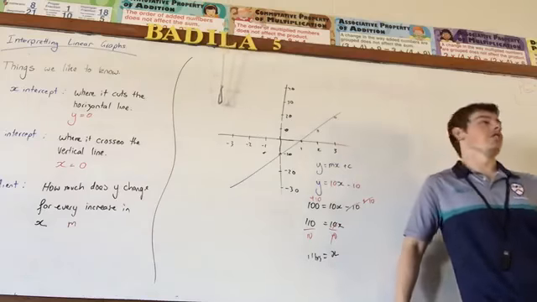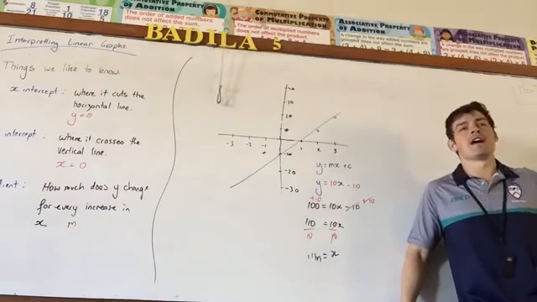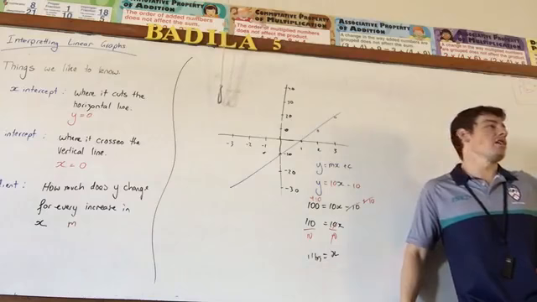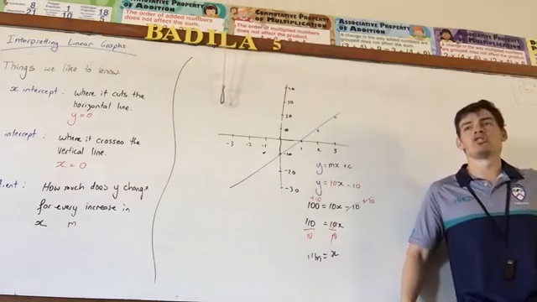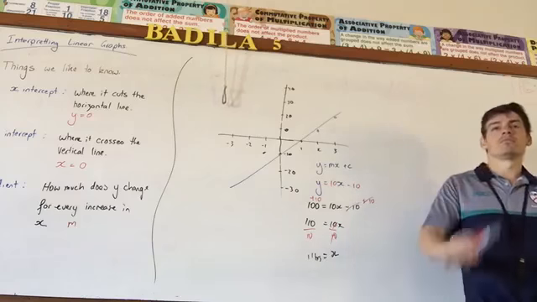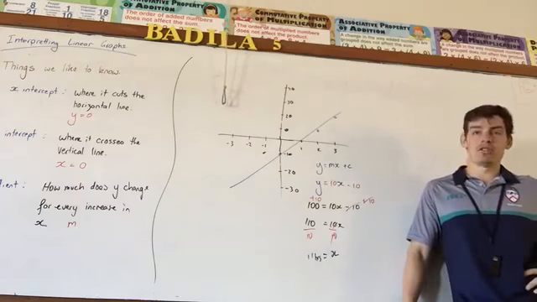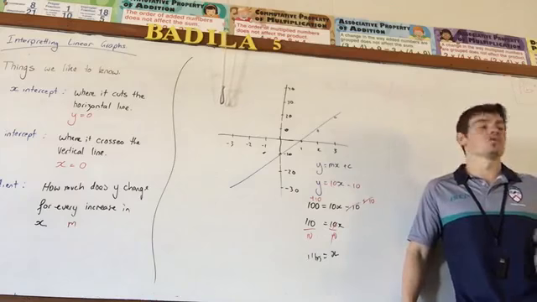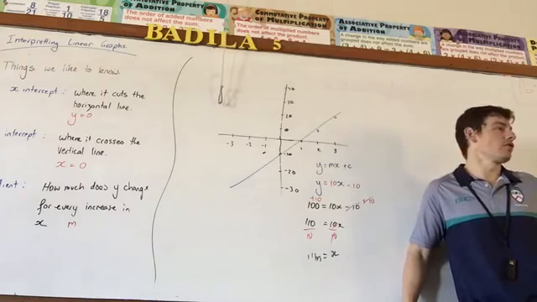What if I wanted to know how much money he would have after 27 hours of work? What would change? Substitute X. I'd substitute X. And what would X be? 27, and I'd find out what my Y value is, correct?